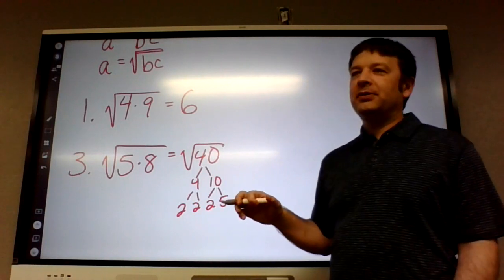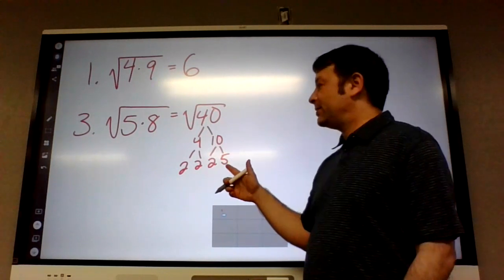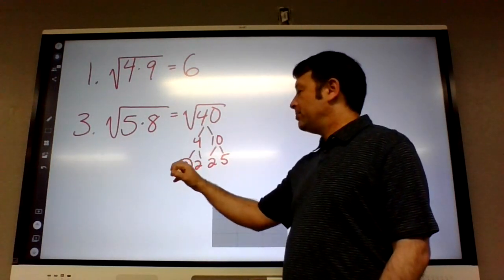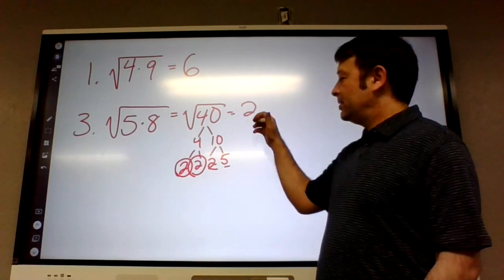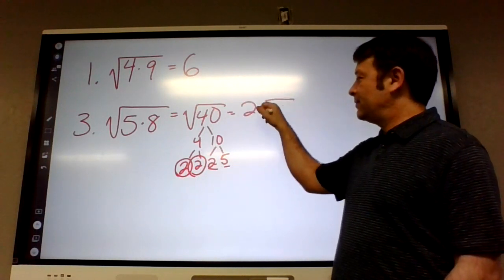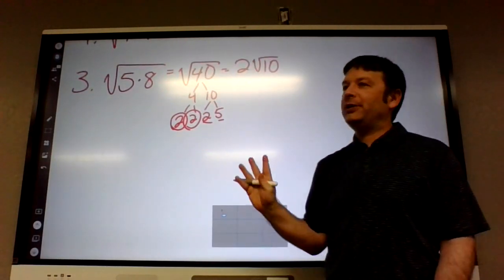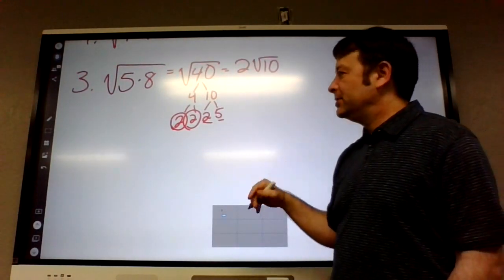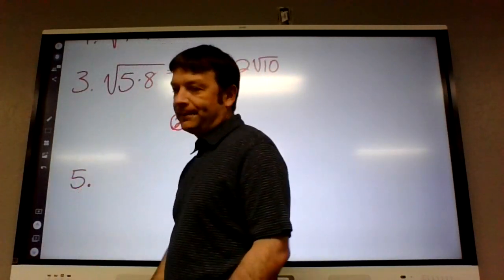Okay, now remember, if you have a nice calculator, you can do this. But basically the double comes out, so 2 comes out, and then the leftover is 2 times 5, and that stays inside. Okay, we're not doing decimals. So no decimals today.